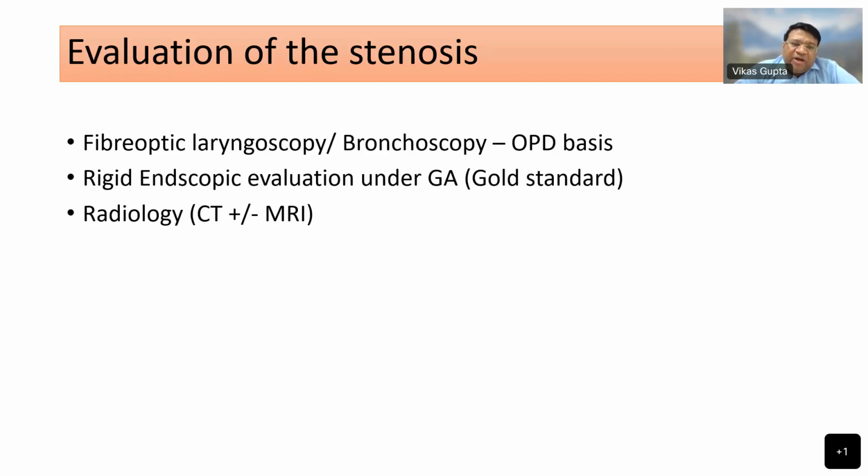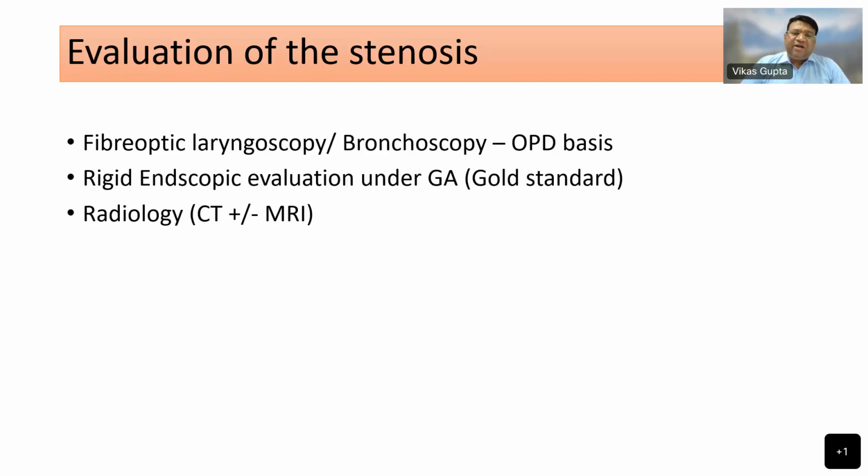Here we document all the things which we document for any other patient with a laryngeal or tracheal pathology. So we see the larynx, we evaluate the supraglottis, we evaluate the glottic chink, we evaluate the chords, how the chords are, and whatever subglottis we can see through the chords. So this is the OPD evaluation of the stenotic patient.